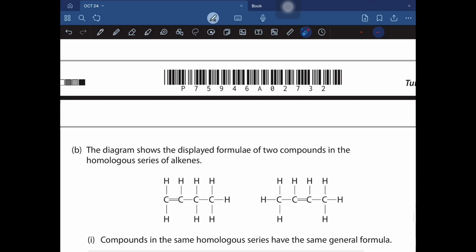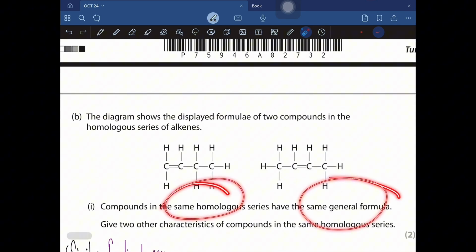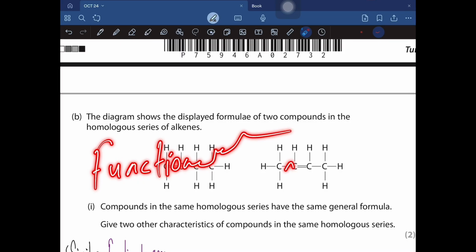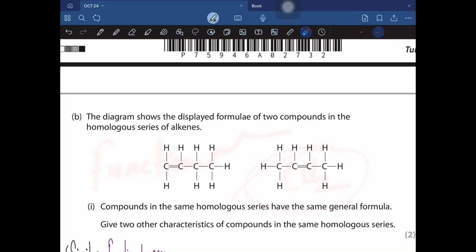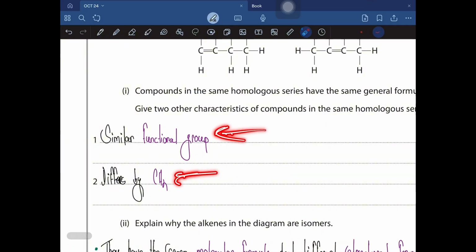The diagram shows the displayed formula of two compounds in the homologous series of alkenes. Compounds in the same homologous series have the same general formula. So what basically is this homologous series? It is basically a family of organic compounds. What are the other characteristics? For instance, they are going to have the same functional group, and apart from that they are going to differ by a CH2 group. So for 2 marks, 2 of these points should work: similar functional group, differs by CH2 group. You should have this memorized by now.